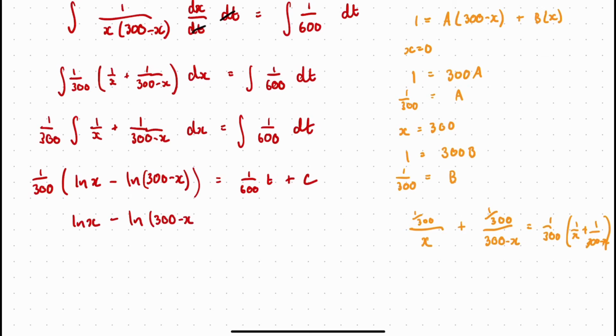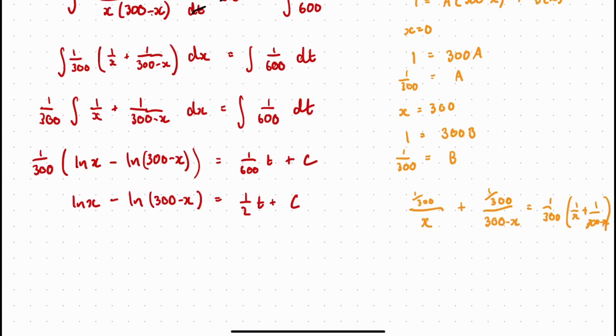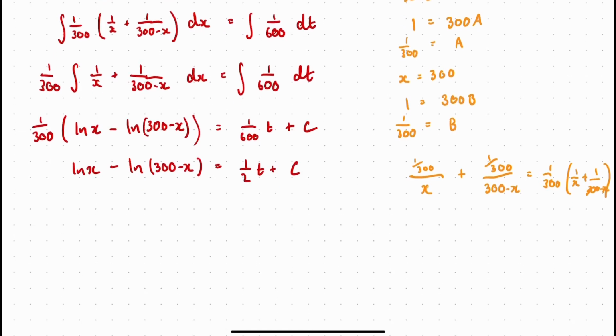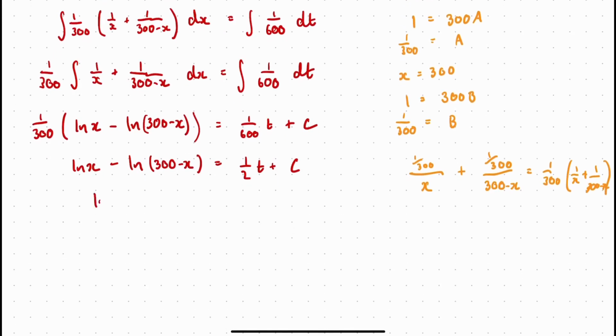300 minus x is equal to a half t plus, again, still c, because timesing c by 300, yes, it does make it 300c, but still just a constant until I actually find out what it is. So don't worry too much about saying, oh, that's 300c now. Some tidying up to do with our logs, so just using some log laws. If you've got log minus log, you can say that's as log divide, so we get log x over 300 minus x is equal to half t plus c.